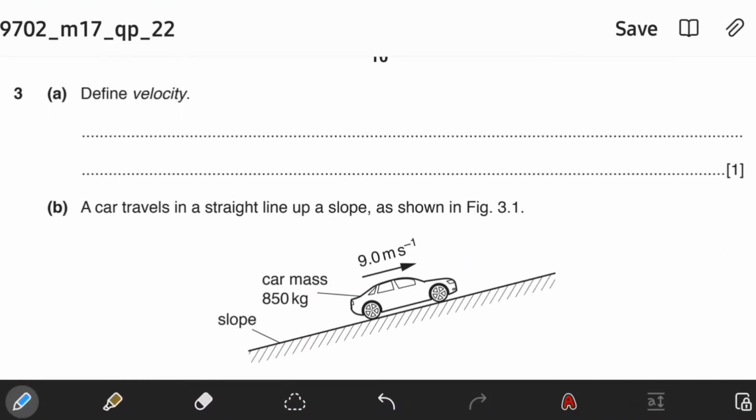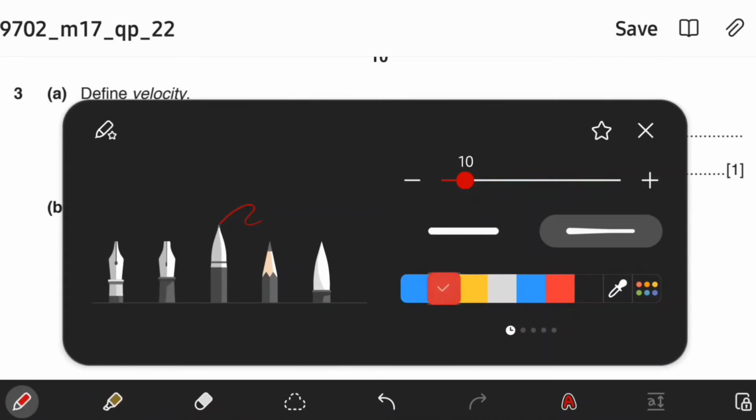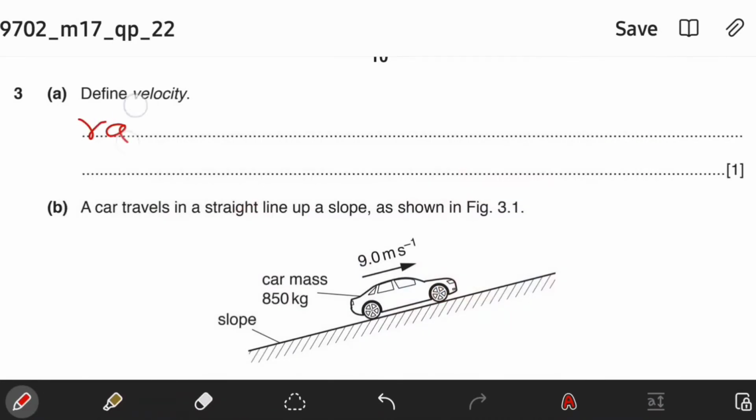Define velocity. Velocity is the, let me change the color. Velocity is the rate of change of displacement.